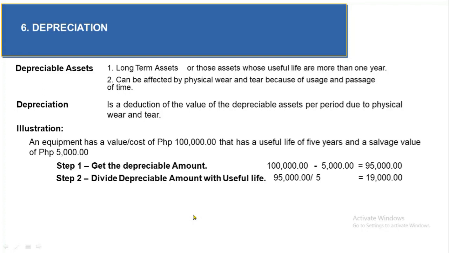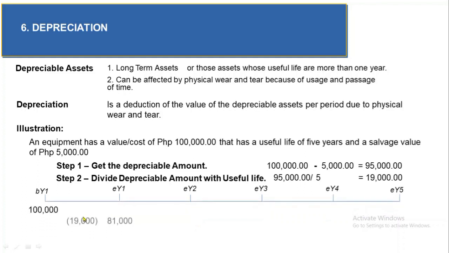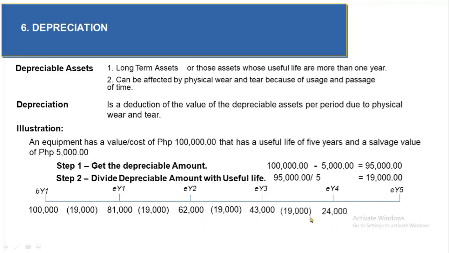To understand it further, let's have a timeline analysis of value and depreciation charged per year on the asset. So as you can see, you start with 100,000 and then minus 19,000, you have 81,000, and then another 19,000 is deducted, so we have 62,000, and at the end of year 3 another 19,000 was deducted, so we have 43,000. Another 19,000 will be deducted at the end of year 4, so we have 24,000, and lastly the last 19,000 is deducted, so we still have 5,000 value of the equipment even after the useful life of 5 years. So that's it for depreciation.